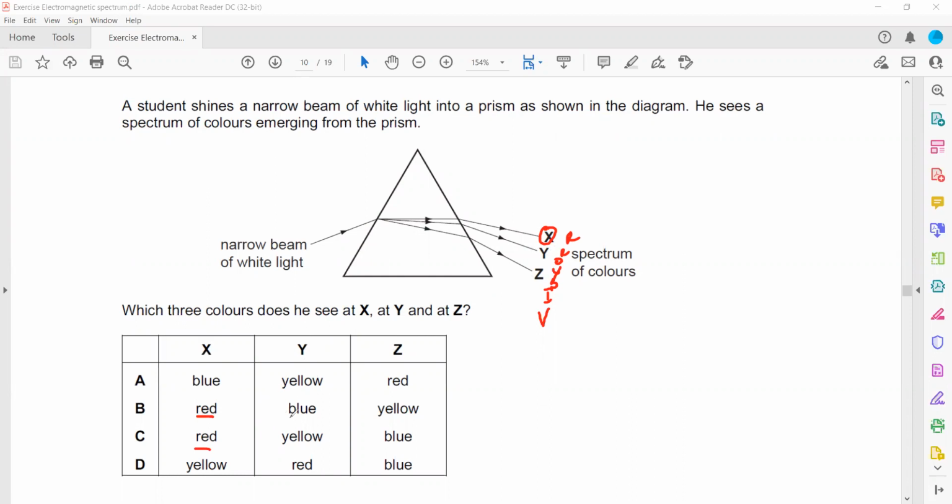Then when we check blue and yellow, Z should be blue because blue bends more than yellow. As you can see, blue is here and then yellow. It is violet, indigo, blue, green, yellow, orange, and red. So red, yellow, and then blue. That's why C is the right answer. Is this question clear?